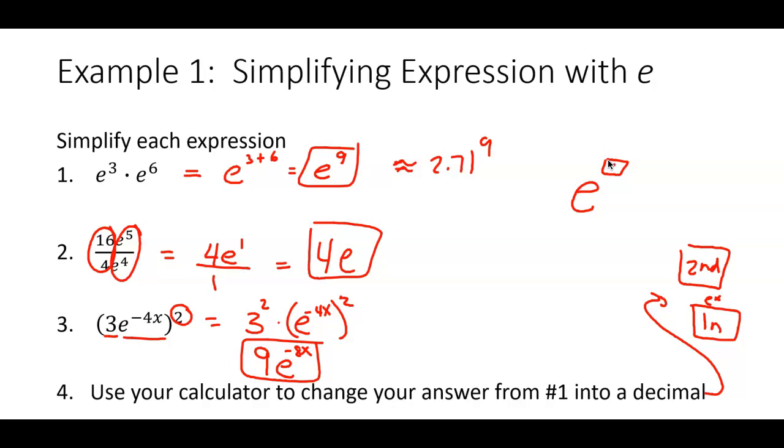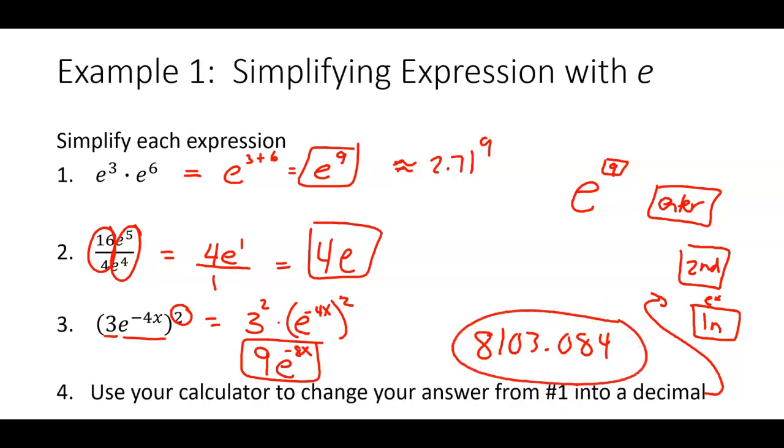So all you have to do is type 9 and then push enter. And what do we get? Let's see. Y'all should be getting, for number 4, the answer is 8103. And if we just round it out to about 3 decimal places, you get that. Are we in agreement? Okay.